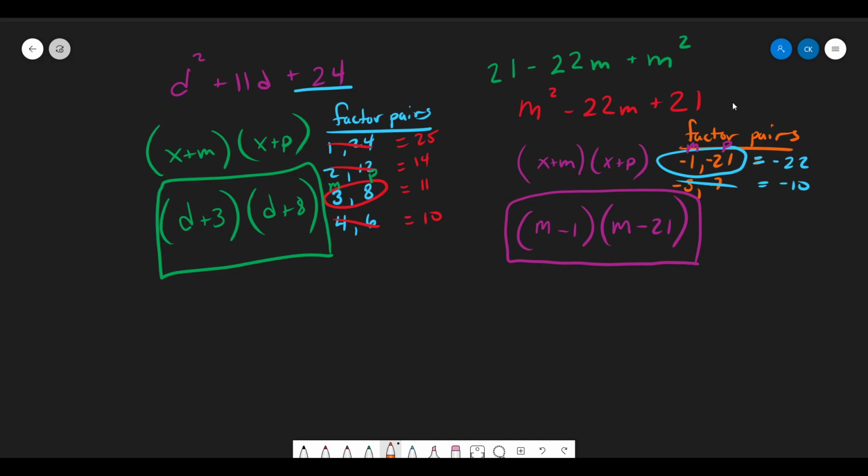So I'm looking for factor pairs of 21, and if you just work with the positive, I would get 1 and 21 and 3 and 7. But I realize I need to add them together to get a negative 22, so that means I've got to make both of them negative. So it's a negative 1 and a negative 21, or a negative 3 and a negative 7. Well, when I add them together, negative 1 plus negative 21, that gives me negative 22. Negative 3 plus negative 7 gives me negative 10, so I'm definitely using the negative 1 and negative 21. This is my m, this is my p, so it's going to be m minus 1 and m minus 21.